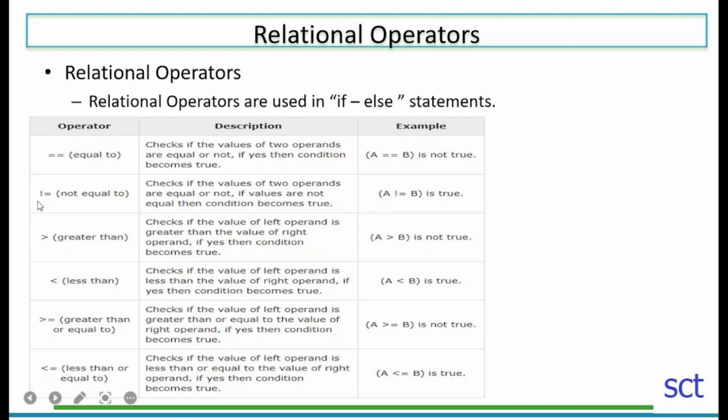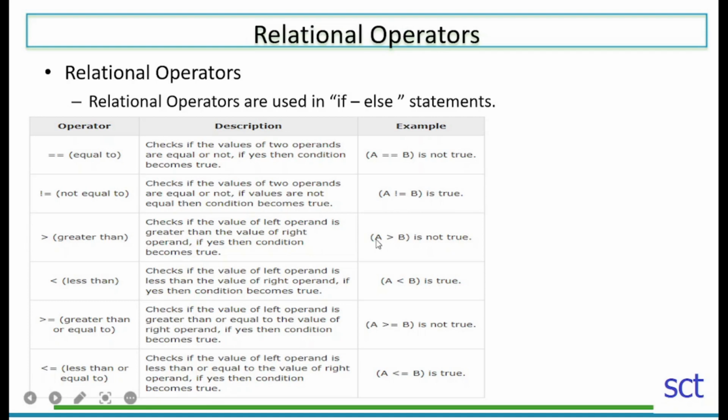And similarly, for A not equal to, you have to use the exclamation mark along with the equal to symbol. So when I say A not equal to B, if A is equal to 10 and B is equal to 20, then it is going to be true here because A and B values are different, they are not equal.